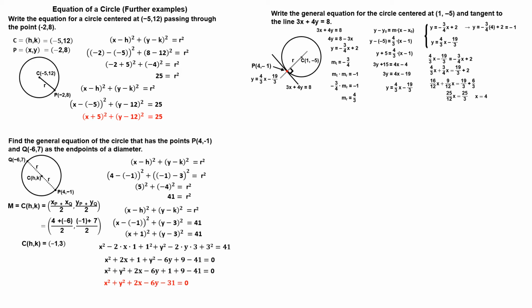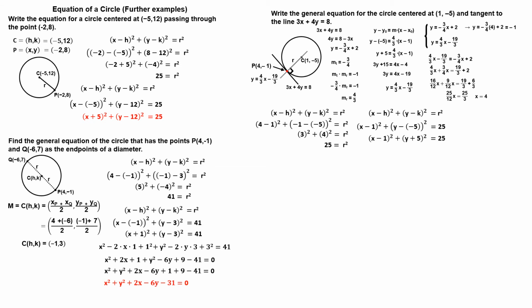We now take the equation for the circle in standard form and replace h with 1, k with minus 5, x with 4, y with minus 1 to find the radius. We take the equation for the circle in the standard form again and replace h with 1, k with minus 5, and r square with 25. And then we will expand the parentheses to get the general equation for this circle.